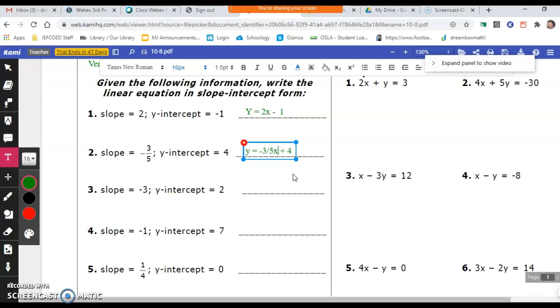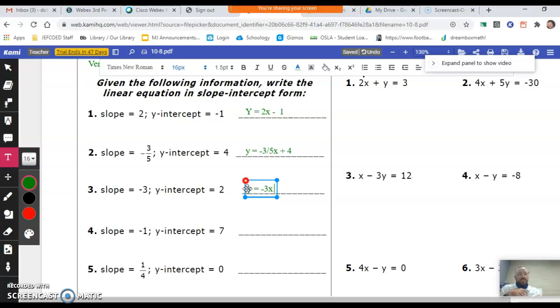Okay? Because if we were looking at functions, that x would be where we would substitute our domain in. Okay? All right, and then 3, it would be y equals, slope is negative 3, so that would be negative 3x. Y-intercept is 2, so simply plus 2.